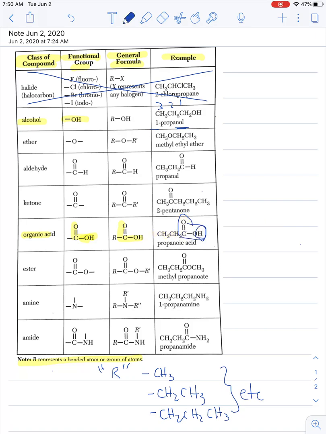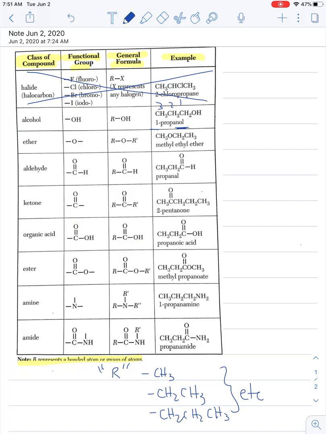So let me just give you an example. So say I draw something like C double bond OOH. Maybe you can try to name that on your own using Table P. That would be called ethanoic acid. Okay, and going back now to the double bonded C's with a O.